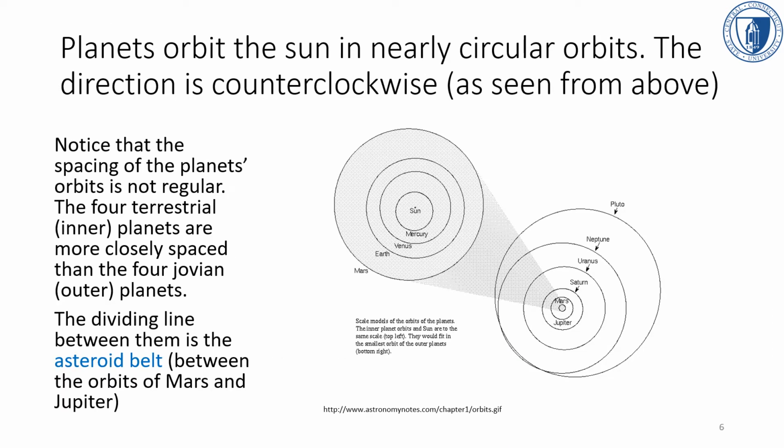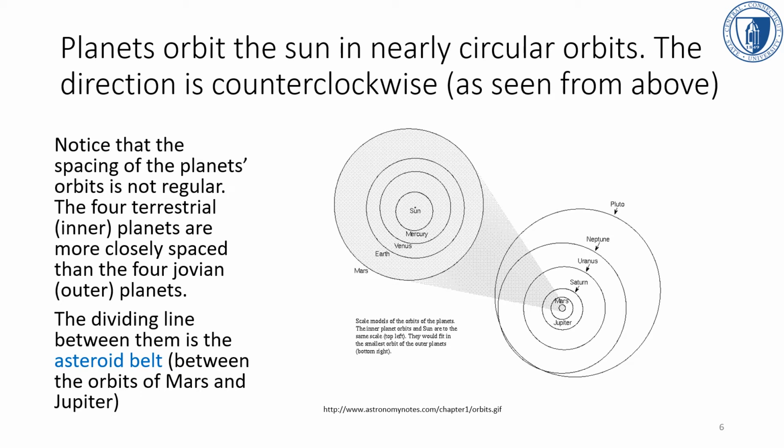Now, the planets orbit the sun in nearly circular orbits. Again, technically they're ellipses, but they're not very squished ellipses. And all the planets orbit the sun in the same direction. If you're looking down on the solar system, it's counterclockwise. And what I want you to notice here is that the spacing of the orbits of the planets is not even. The 4 inner planets, Mercury, Venus, Earth, and Mars, are all relatively close to the sun, relatively speaking, with millions of miles, of course.